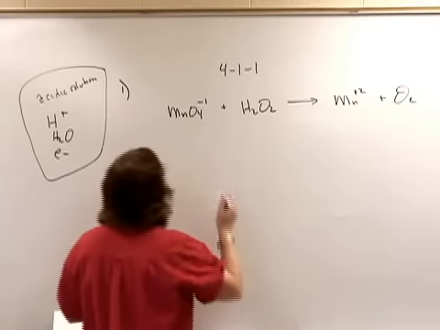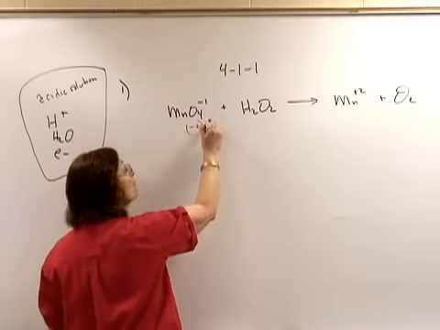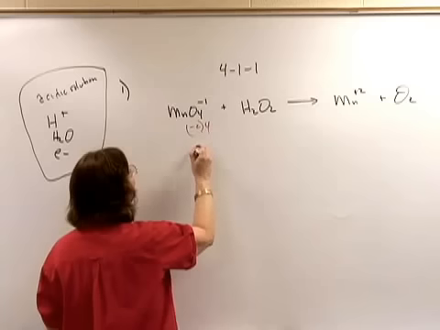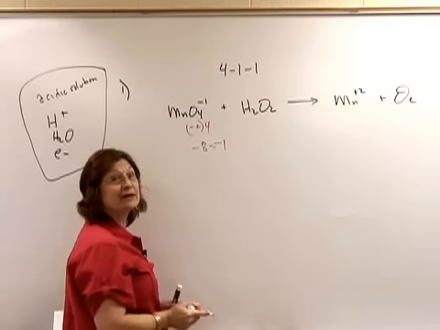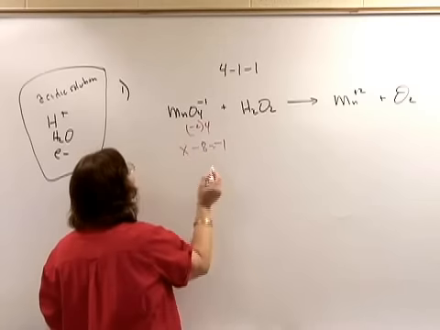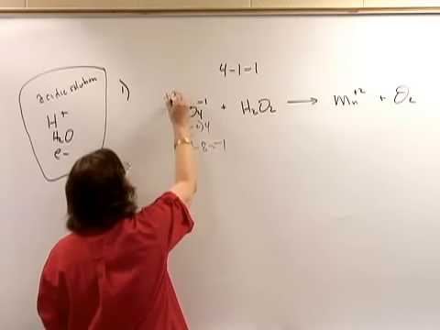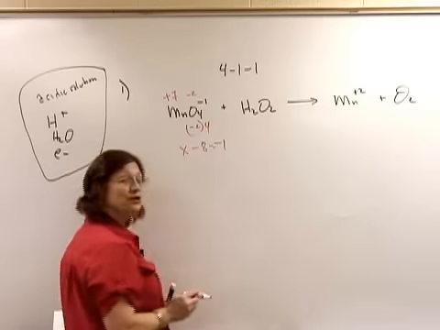Well, oxygen here is -2. There are 4 of them. That gives me a -8. Well, the whole permanganate polyatomic ion has a charge of -1. And therefore, in this case, manganese is +7 and oxygen is -2.